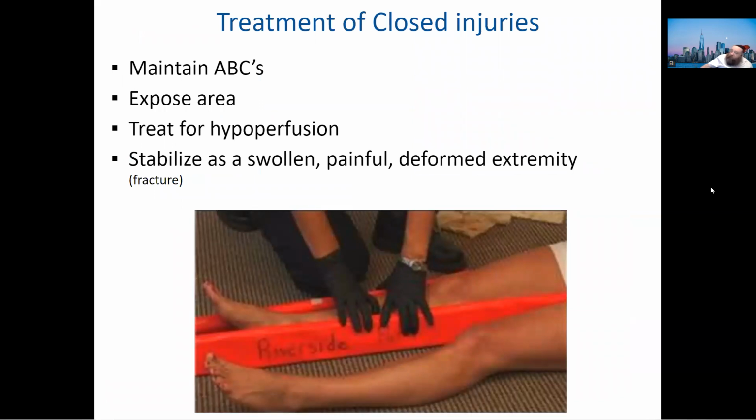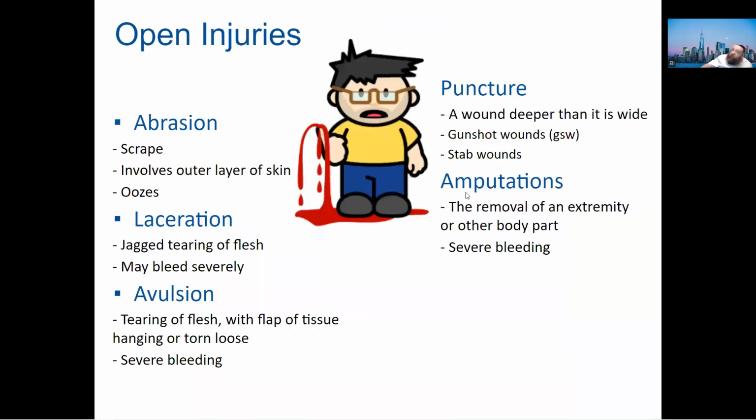Closed injuries, we're going to do this on skill nights. We're going to learn more about ABCs and hypoperfusion. This is the word that we learned last class. So remember, a patient can bleed to death without 1 drop of blood being visible to you. They can bleed to death in the pelvic girdle to the hips, and you don't know what's going on inside. So always worry about hypoperfusion, low blood pressure, etc.